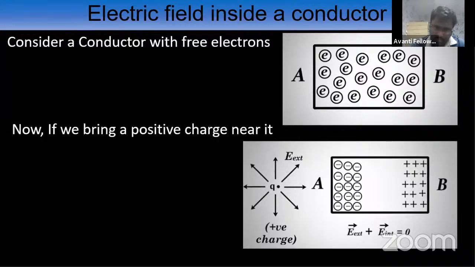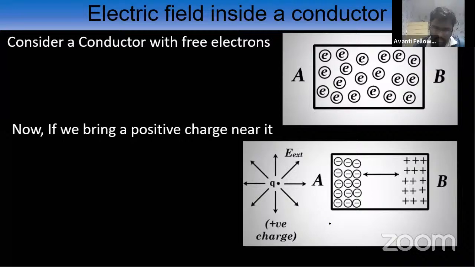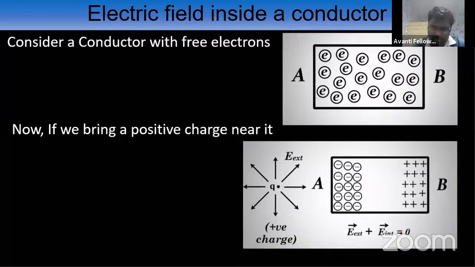At this condition, E external is equal to E internal, the internal electric field formed. Since both are equal and opposite, when we add E external and E internal, we get the net electric field inside the conductor, E net, which is 0. The net electric field inside a conductor is always 0.